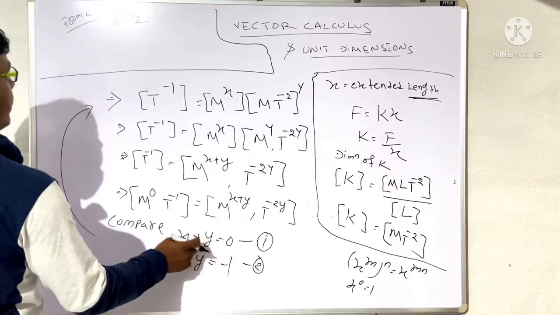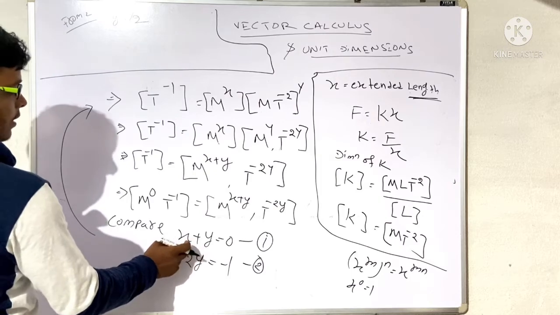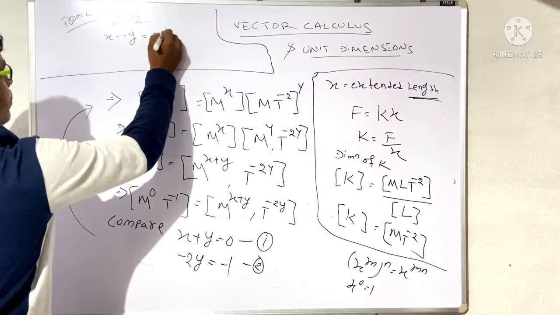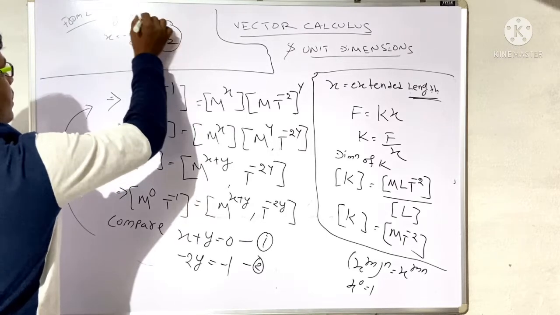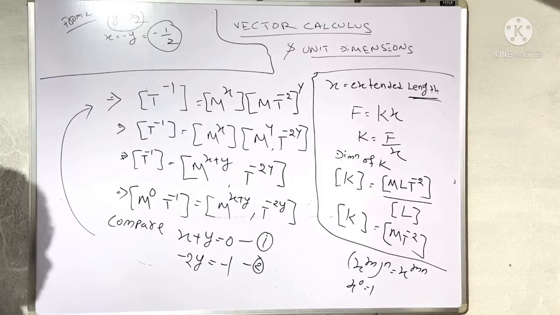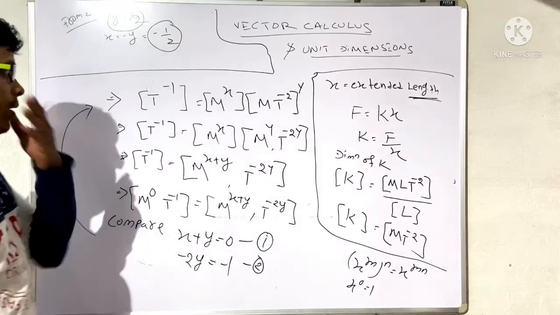Then x plus y equals 0. So what is x? x equals minus y, so this is equal to minus half. So this is the answer: x equals minus half and y equals half. So this is my answer.